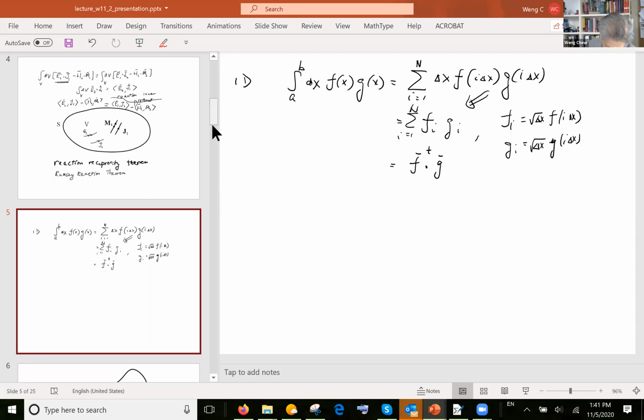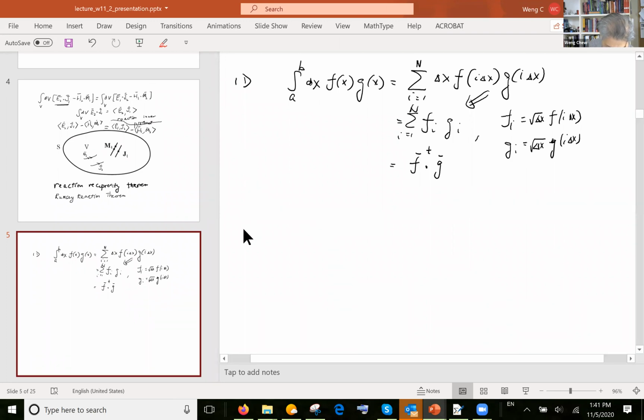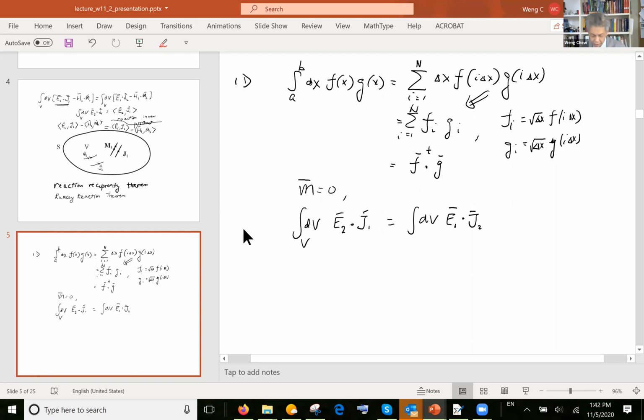So this actually is a very important theorem, because what is the physical meaning of this? To make the physical interpretation easier, we can make M equal to 0. Okay, we take away the magnetic current, then the reciprocity theorem just says that <E2, J1> is equal to <E1, J2>. So the reciprocity theorem just says this. You can think of this as a kind of measurement. So what you're trying to do is to measure the field E2 with the current J1, and here you try to measure the field E1 with the current J2.